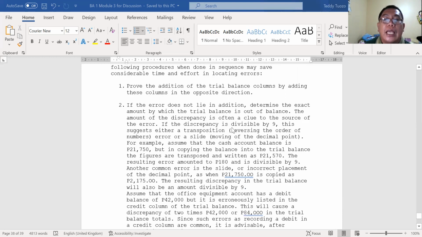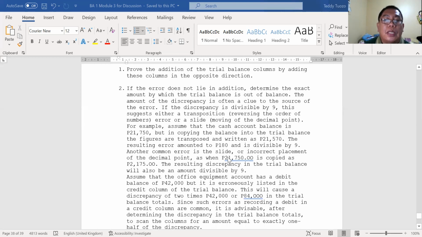If the error does not lie in addition, determine the exact amount by which the trial balance is out of balance. The amount of discrepancy is often a clue to the source of error. If the discrepancy is divisible by 9, this suggests either a transposition, or reversing the order of the numbers, or a slide, moving of the decimal point.